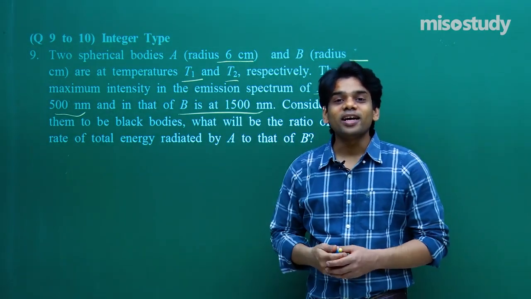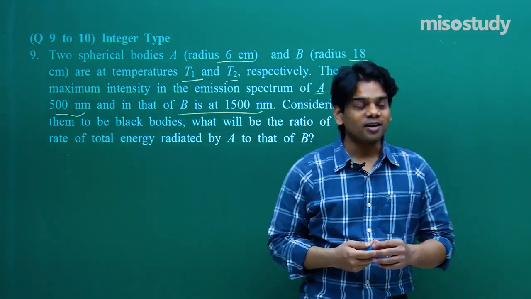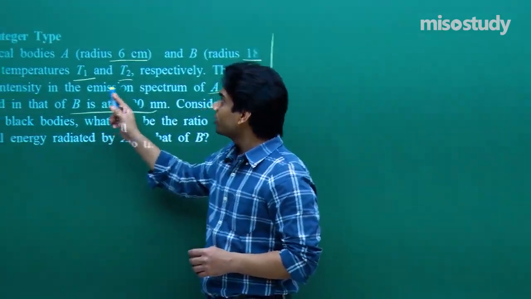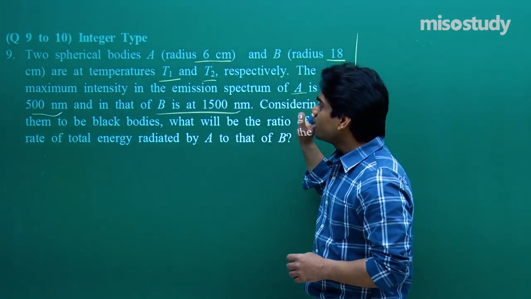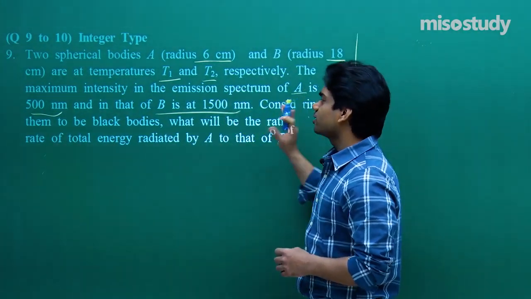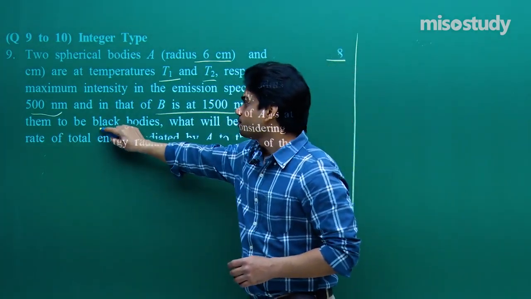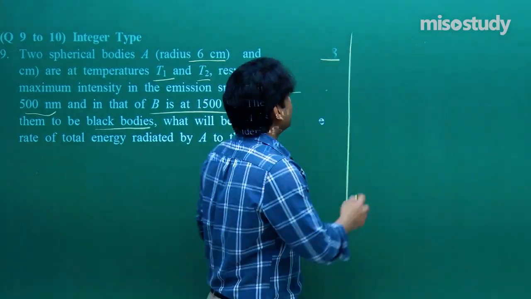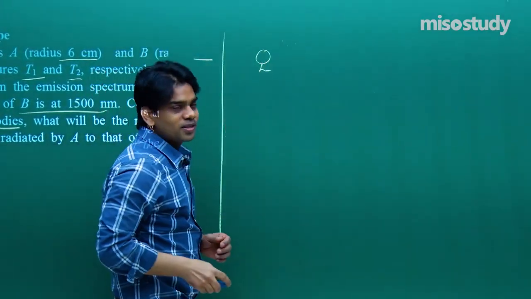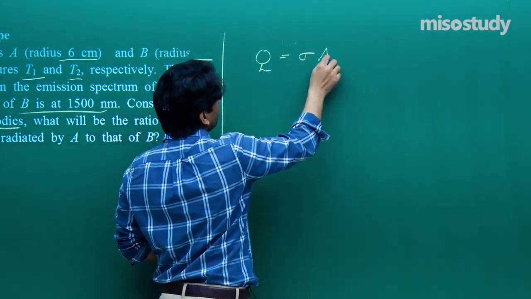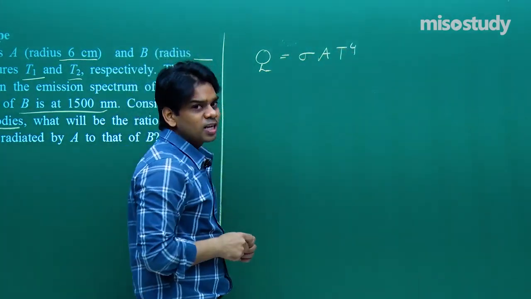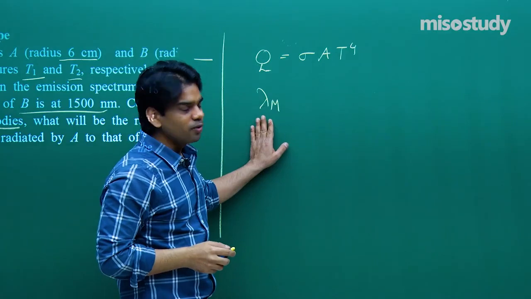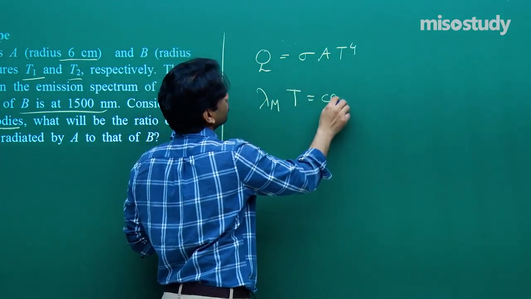Total energy radiated by A to that of B, we all know. It says that 2 spherical bodies A and B are at temperature T1, T2 respectively. The maximum intensity in the emission spectrum of A is at this much and B is this much, considering them to be black bodies. So this is given about black bodies, so we do not require emissivity. We can say that the amount of heat energy emitted per second will be equal to sigma A T to the power 4. That is what we can write. And we can also write that lambda m, that is at the maximum intensity, lambda m into T is equal to constant.